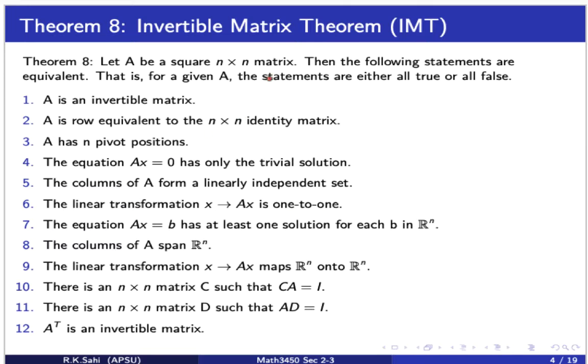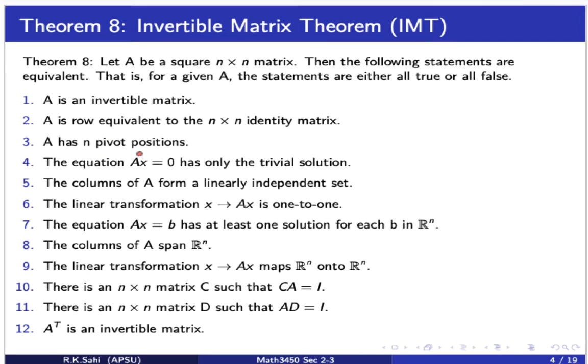This is called the invertible matrix theorem, and here we are only applying it to a square matrix. So let's look at this. If A is a square n by n matrix, then the following statements are equivalent. That is, either all the statements are true or all the statements are false. Suppose A is an invertible matrix. That means it is row equivalent to an n by n identity matrix. That just came from our previous section. Then A has n pivot positions.